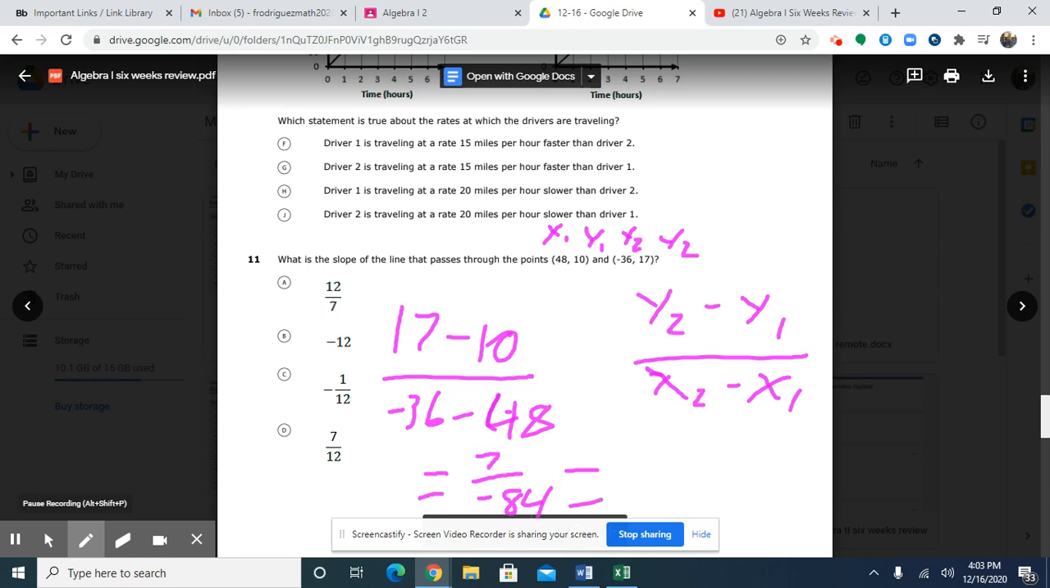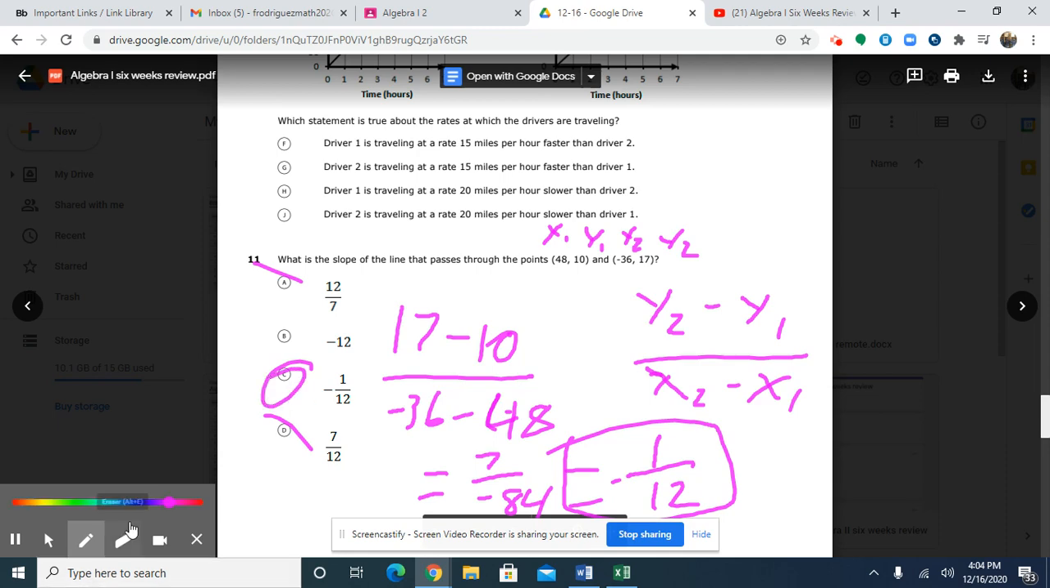Now we see that that's not one of our answer choices. Well, first off, you can eliminate D and A since it has to be negative. But we need to simplify this as much as we can. Now, 7 actually goes into 84 12 times. So if we factor out a 7, we would have 1 on the top, and 12 on the bottom, making this negative 1 over 12. So our answer should be C.